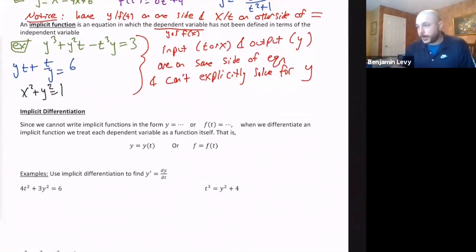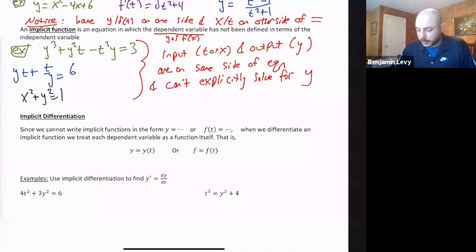But the idea is, even if we can't solve something explicitly, these implicit equations, we still want to think about them in terms of those independent variables. So, as it says down here, we can't actually solve for these things explicitly. And so when we differentiate them, we want to think about them as still being functions of t, and oftentimes we use the chain rule to differentiate these things.